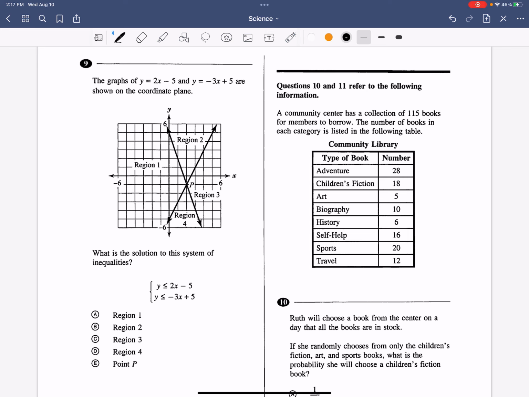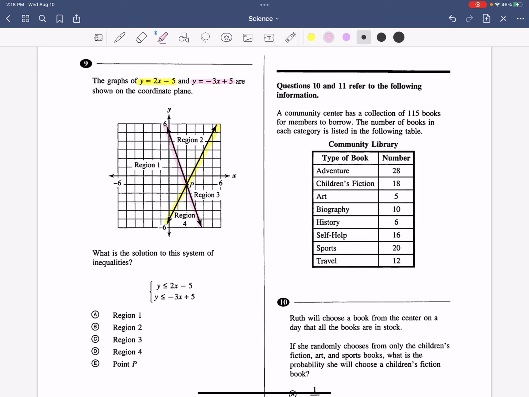You might want to point out to students that this has a positive slope, so therefore it would have to be this line. And then this one has a negative slope, the -3, so it's going to be this line. So we already know the two equations and we know the two graphs. They want us to find the solution to the system of inequalities.